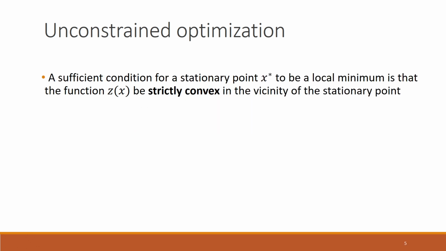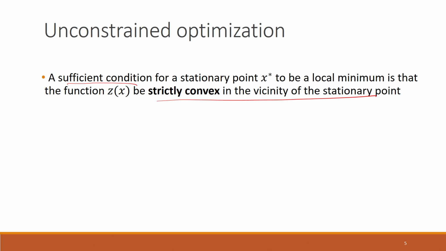Now, a sufficient condition for a stationary point x star to be a local minimum is that the function z(x) be strictly convex in the vicinity of the stationary point. An important thing to note is that this is a sufficient condition. So if the function is strictly convex in the vicinity of the stationary point x star, then that point is a local minimum. However, if this is not satisfied, it does not mean that the function will not have a local minimum at x star. So this is a sufficient condition.